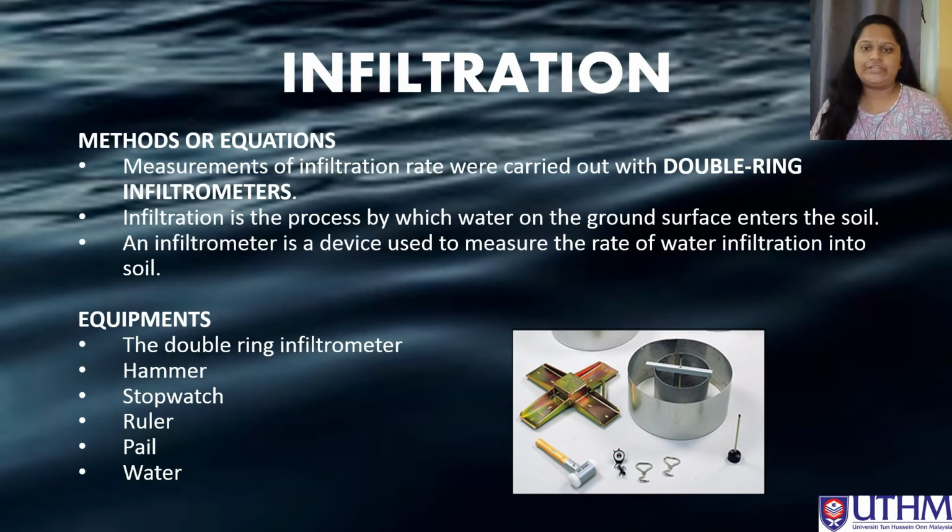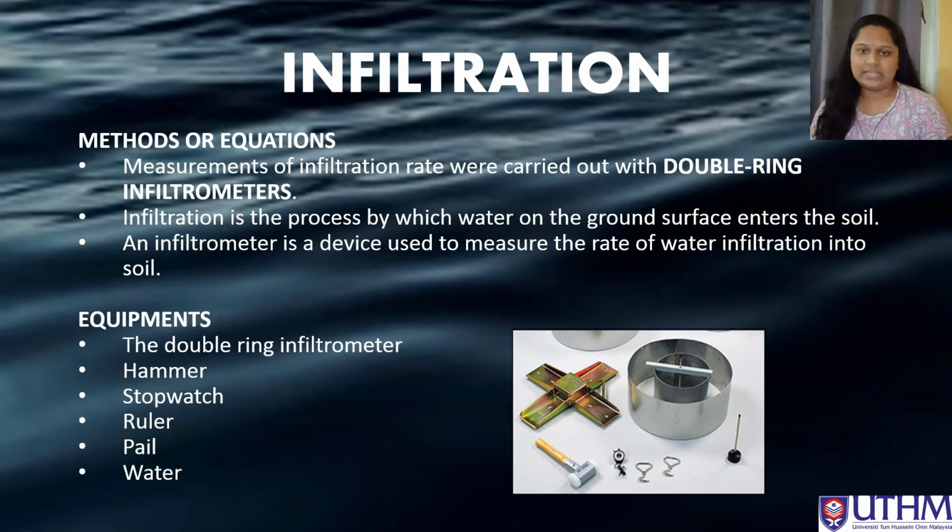Measurements of infiltration rate were carried out with double ring infiltrometers. Infiltration is the process by which water on the ground surface enters the soil. An infiltrometer is a device used to measure the rate of water infiltration into soil.